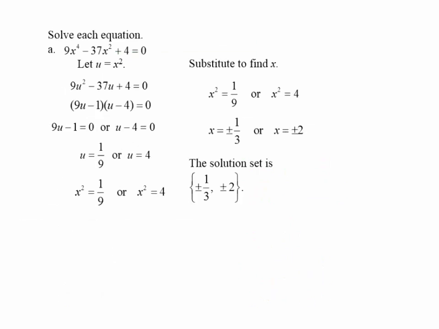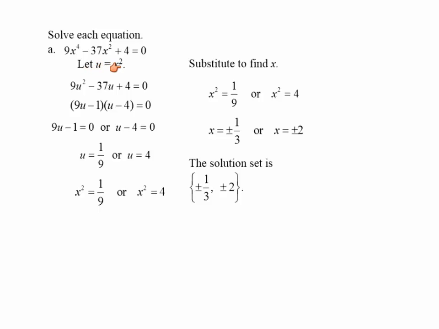So let's take a look at some examples. Solve each equation. We want to see if I can use the substitution method here. Just by looking at this, I can see that I have this middle term x to the power of 2. If I square it, I get x to the power of 4. Yes, I can use the substitution method then. So I'm going to let u, or another variable, or w, be equal to this middle term, this variable here.